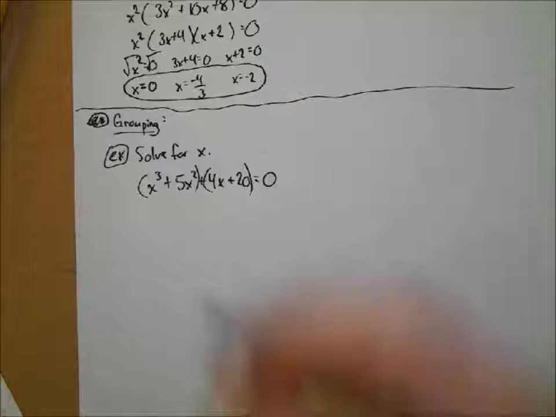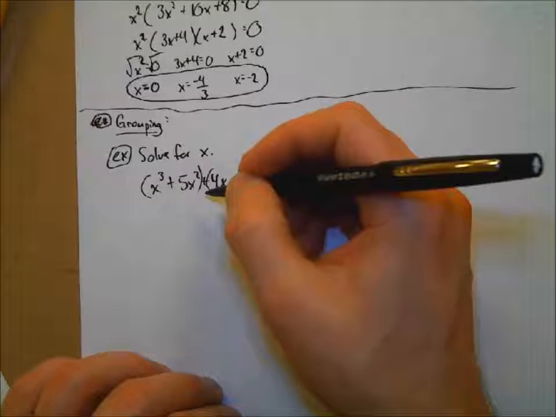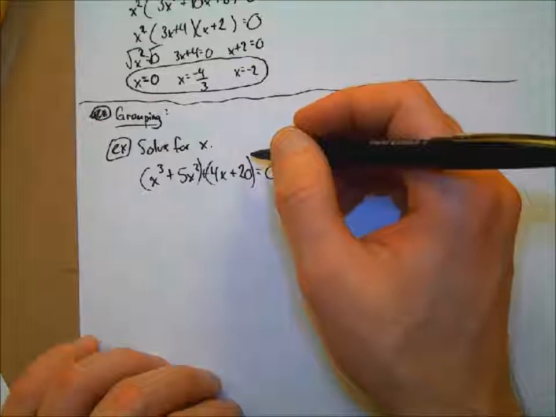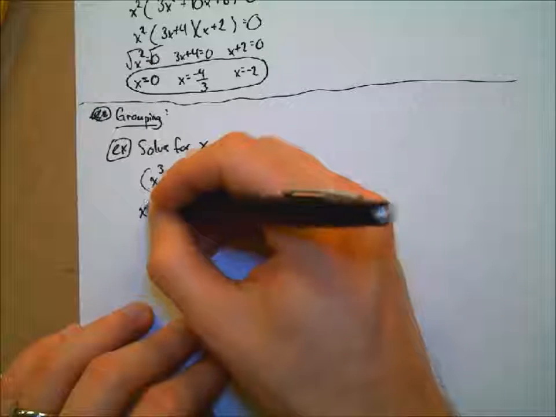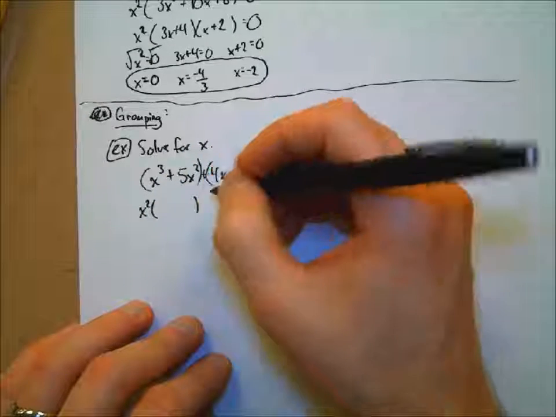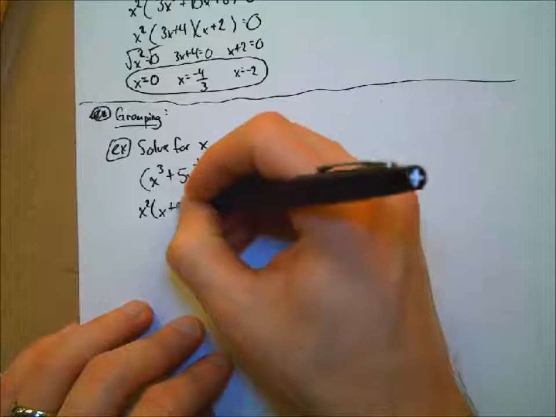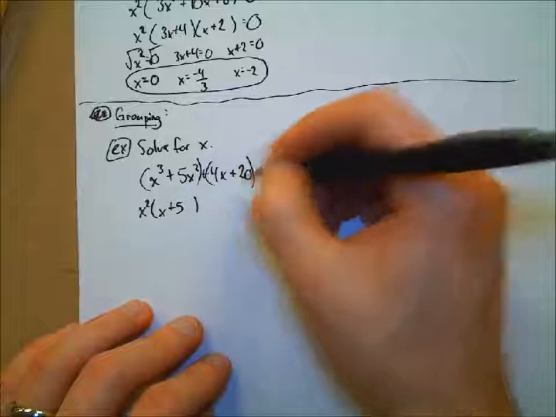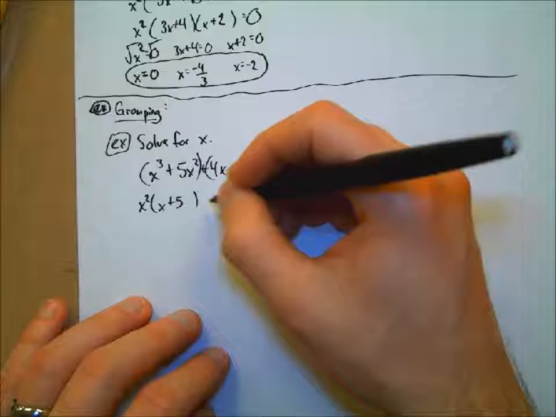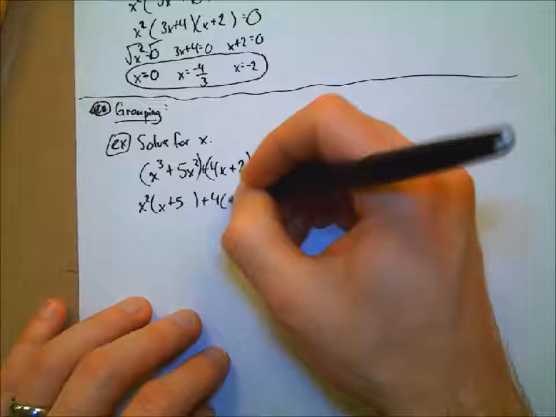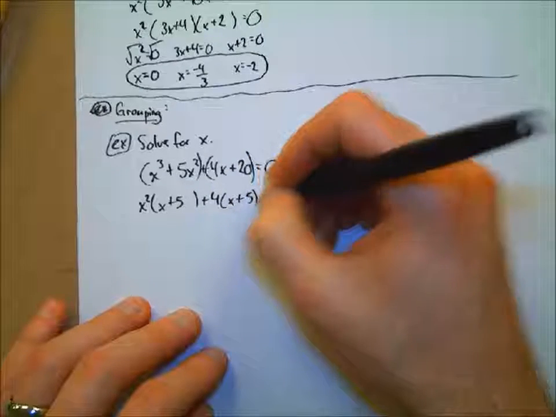All right, so let's see here. So from this first group, now do I have a GCF to pull out? X squared, yeah. And what's left behind? X plus 5. Yep. Okay. What about from the second group here? What can we factor out? A 4. And that leaves another x plus 5 behind.